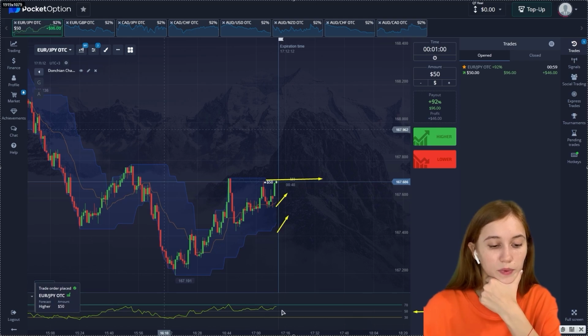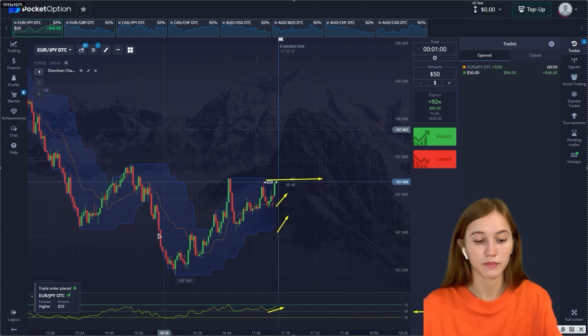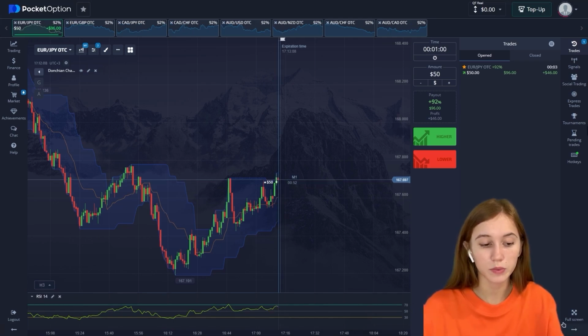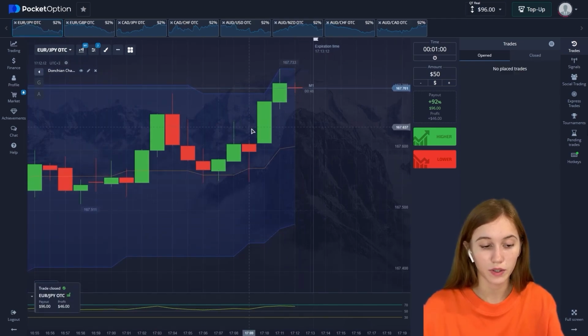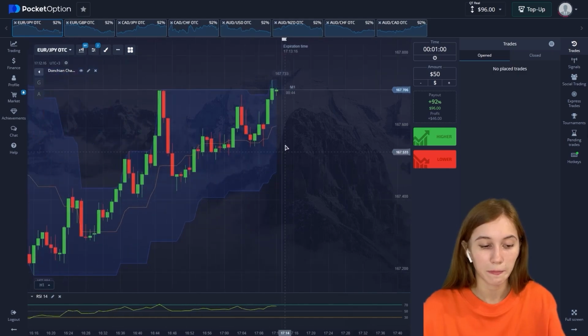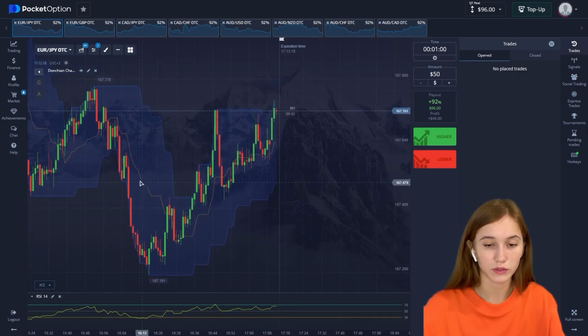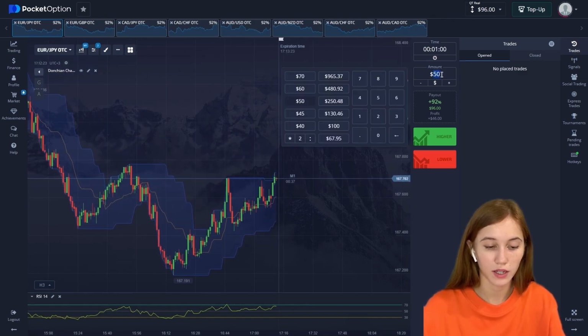RSI. We are also above the average market level of 50 and below overbought 70. Let's look at the chart. At the moment, we're above our opening point and the trade is closing positive. You can see it on the balance in the lower left corner. Let's increase the amount to 96 and move on to the next currency pair.